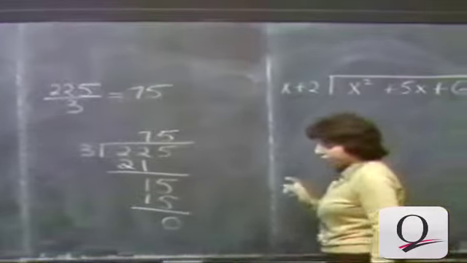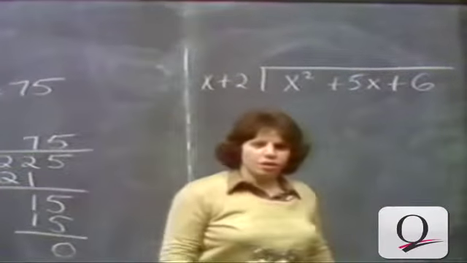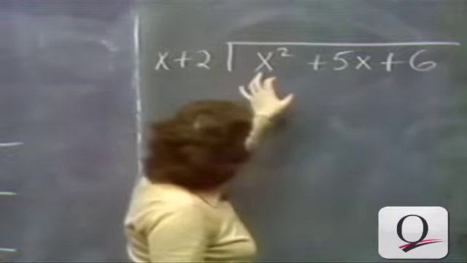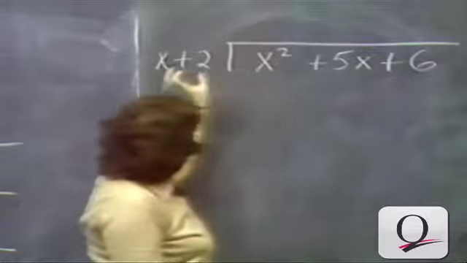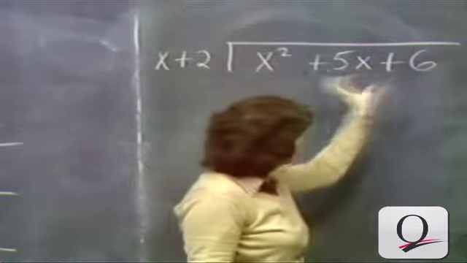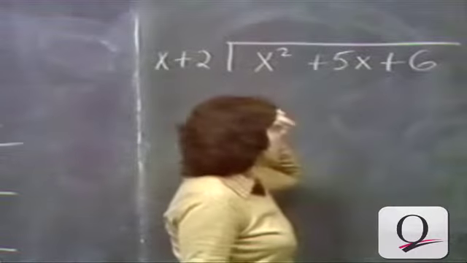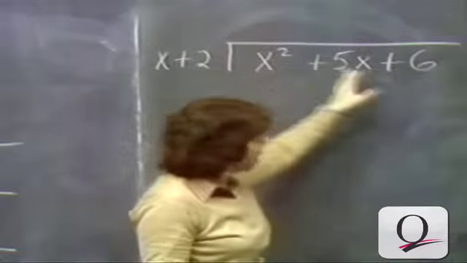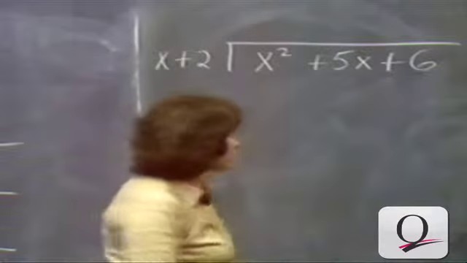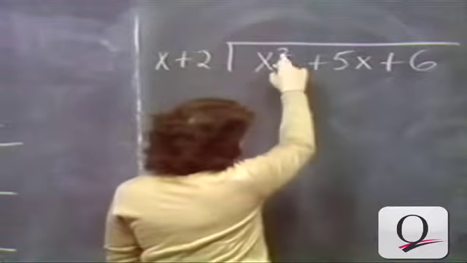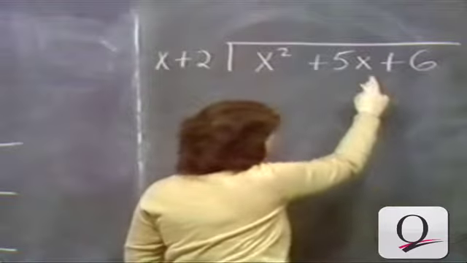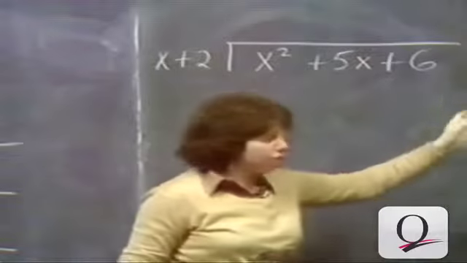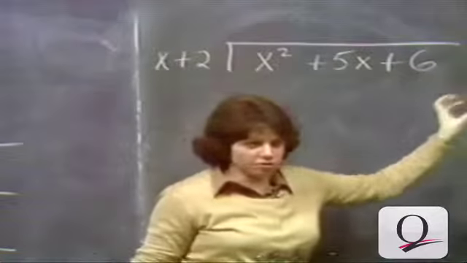Now, two things are very important in a long division problem. Number one, what you want to divide, x squared plus 5x plus 6, must be written in descending order. The terms of the polynomial must be written in descending order. That is, first we have the term of degree 2, then the term of degree 1, and then the constant term. So write them in descending order from highest degree to lowest degree.